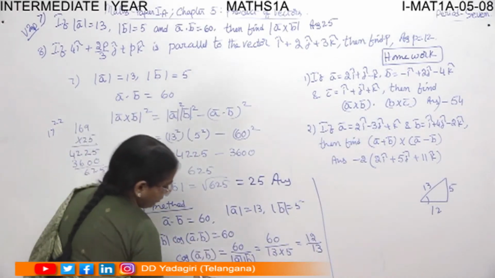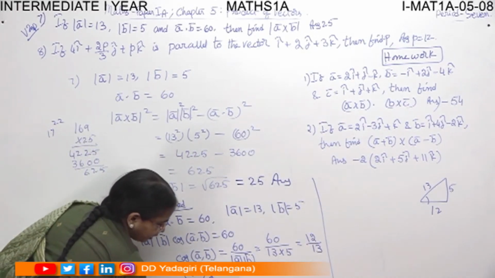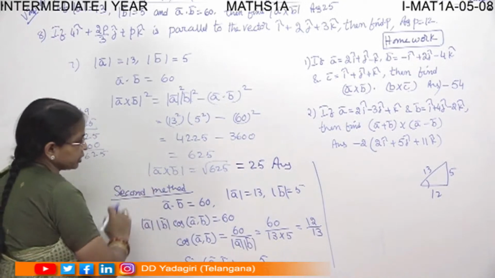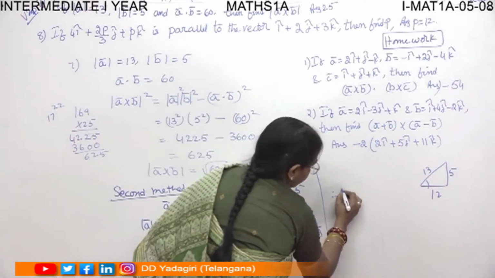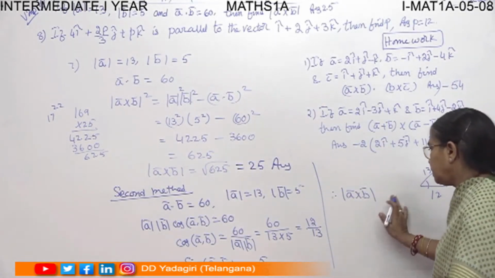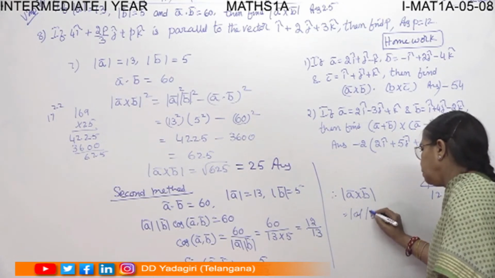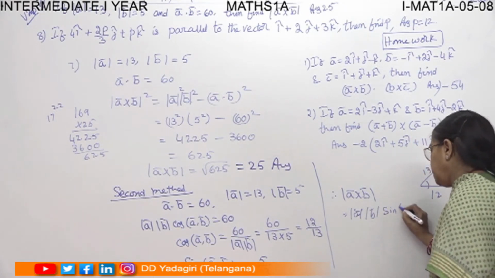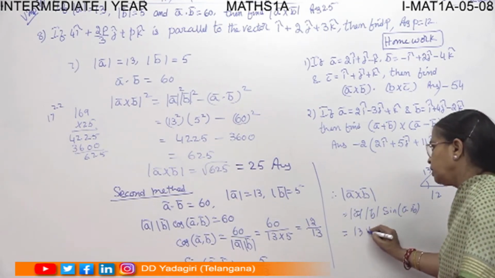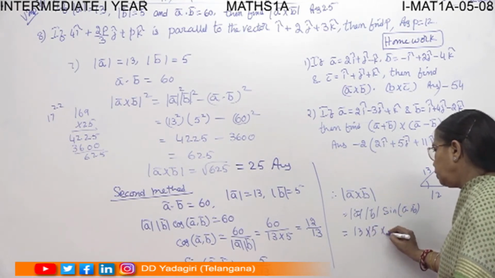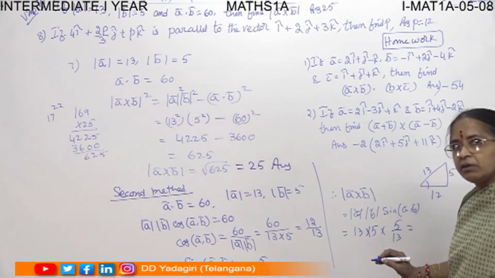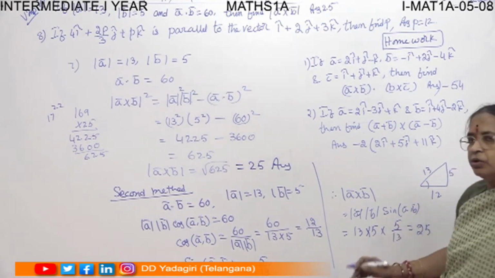So the sine of the angle between A and B is 5 by 13. Now you just find mod A cross B. Therefore, mod A cross B is equal to mod A into mod B into sine of the angle between A and B. This is the formula. So mod A is 13, mod B is 5, and then into sine of the angle between A and B, which is 5 by 13. So 13 gets cancelled. It is equal to 25. So like this also you can do.